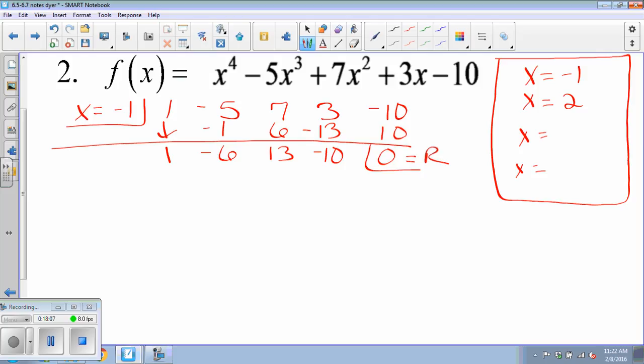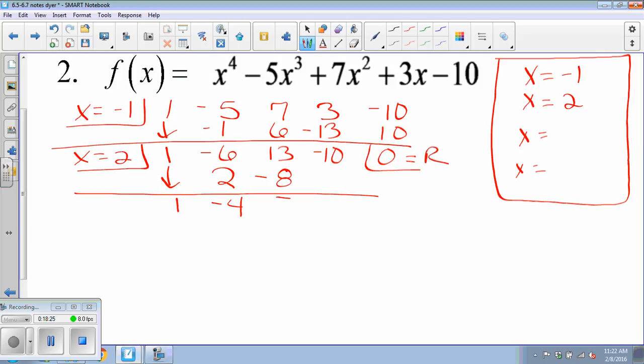Now we divide again using our second solution. So using x equals 2. Bring down the 1. Multiply, we get 2. Combine, we get negative 4. Multiply, we get negative 8. Combine, we get 5. Multiply, we get 10. Combine, we get 0. Now, it would be nice if I had another solution. If I had another solution, then I could divide again, and then I would end up with just a 1-degree binomial. That's easy, okay? But we don't.